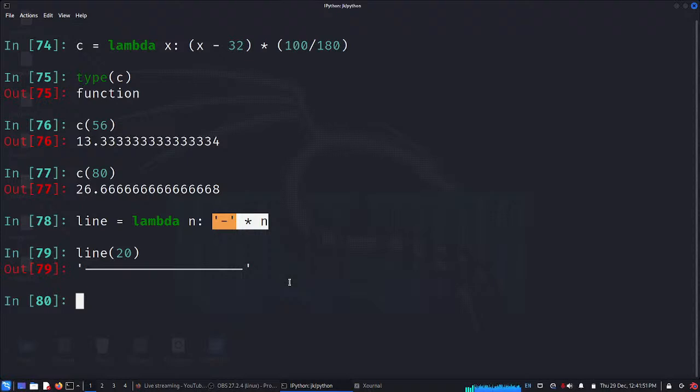So this is the idea of lambdas in Python. I believe that it was easy to follow, and thank you very much.